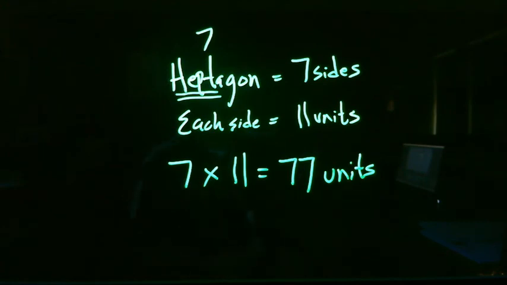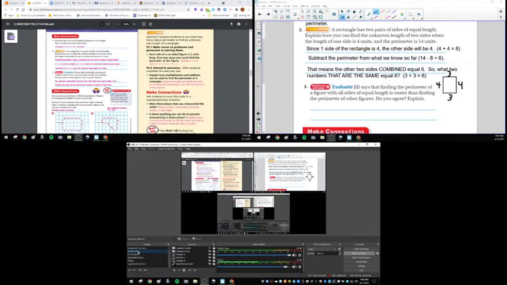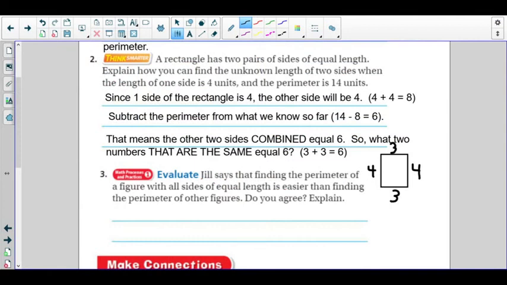So I believe if we come back to right here, Jill says that finding the perimeter is easier. I got to tell you, it really depends on if you know your multiplication facts or not. But I'll let you write your answer for that.